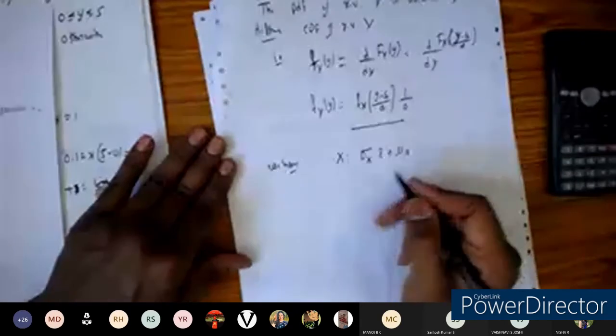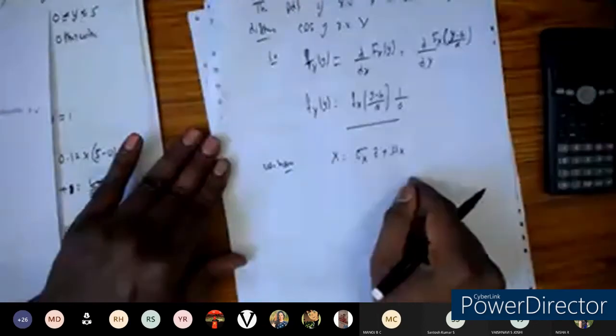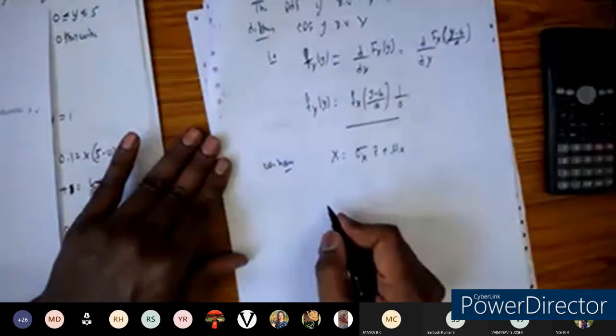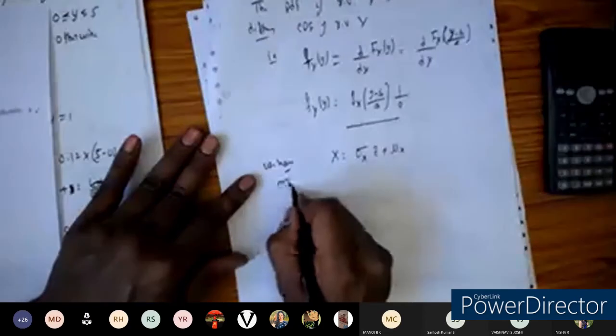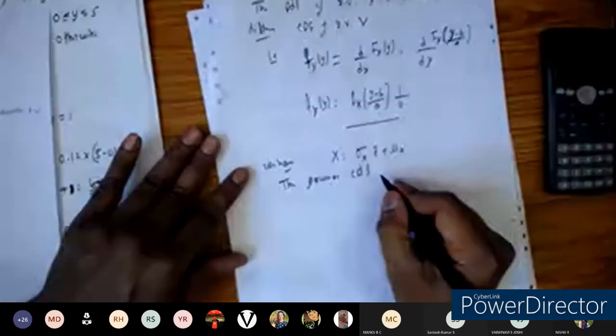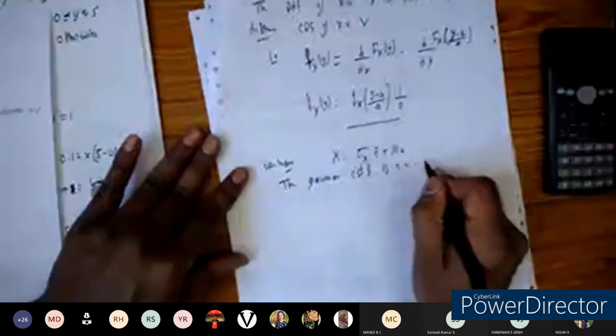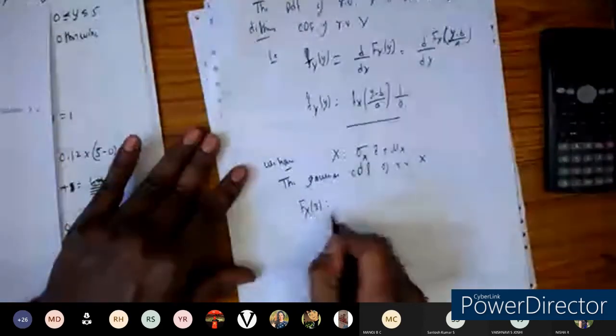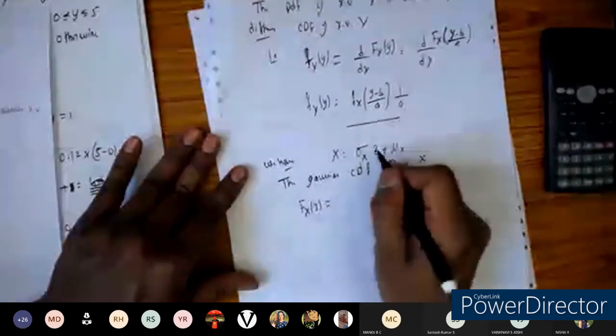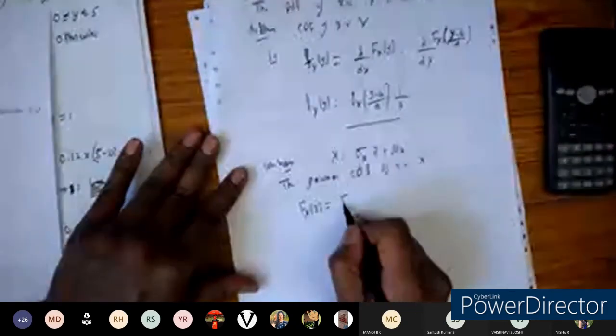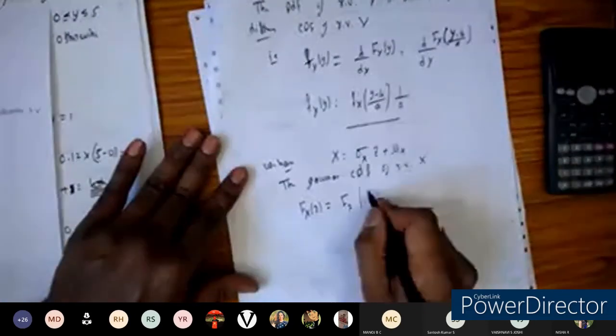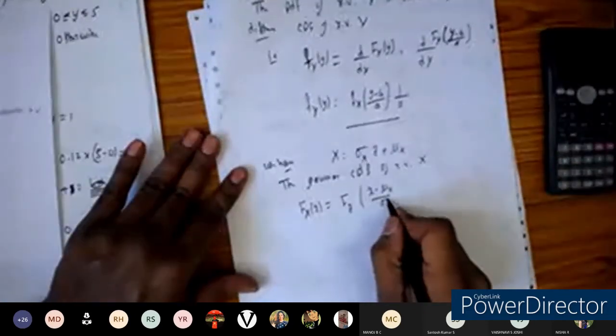The Gaussian CDF gives the cumulative distribution function of a Gaussian random variable. The Gaussian CDF of the random variable x is given by F_X of x. In terms of the random variable z, this will be equal to F of z, where z is x minus nu x divided by sigma x.